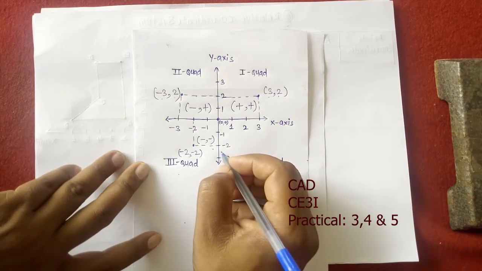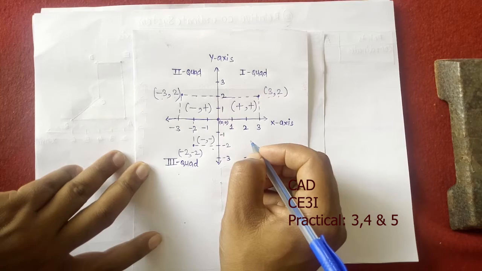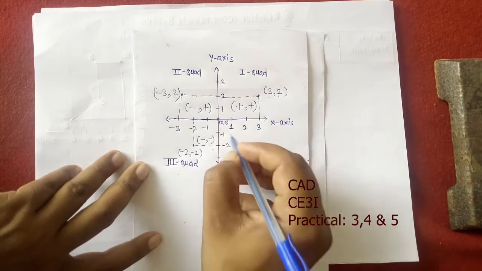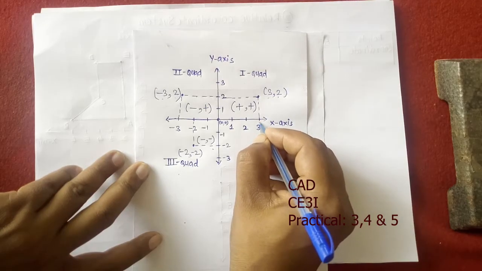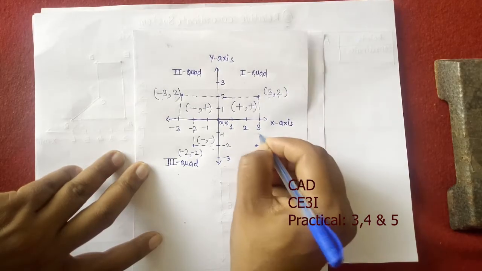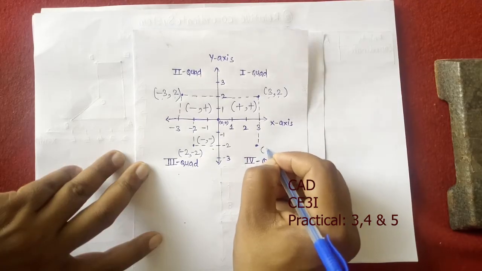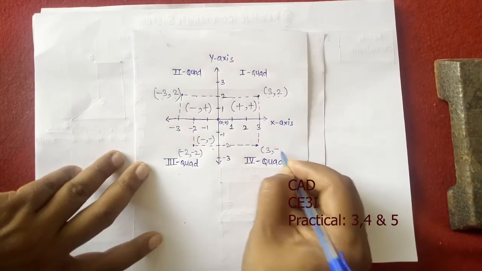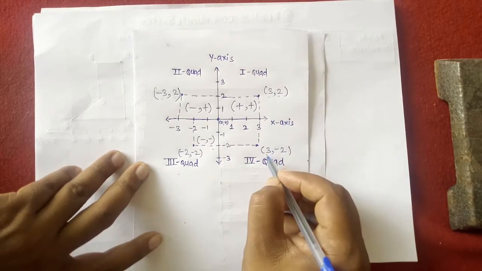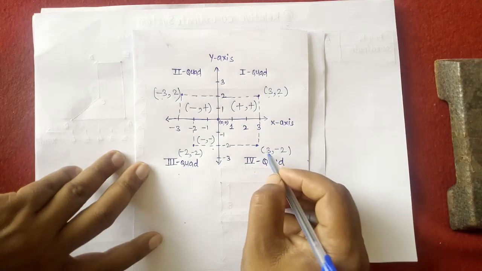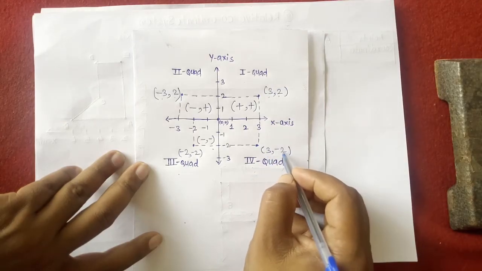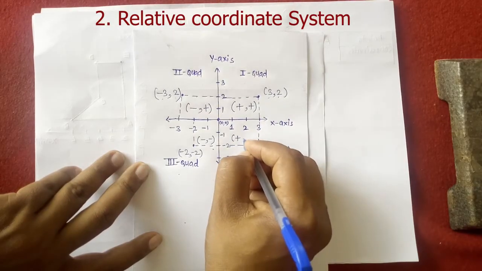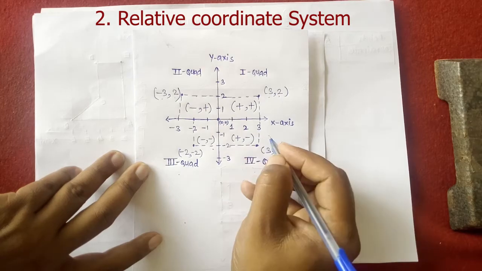In a similar way, if we consider any point in the fourth quadrant and calculate its coordinates, this is the point that I have considered. The x coordinate is 3 and the y coordinate is -2. The x coordinate in the fourth quadrant is always positive and the y coordinate in the fourth quadrant is always negative.